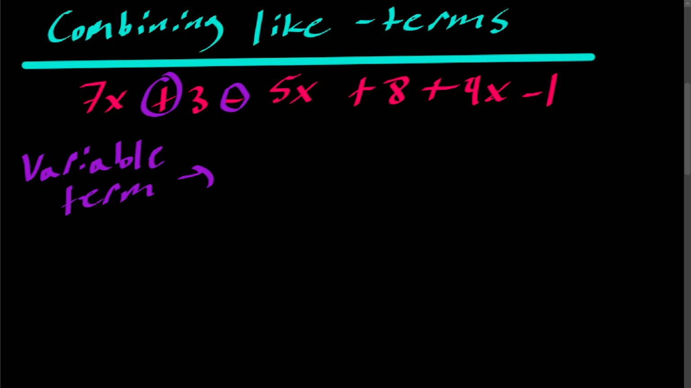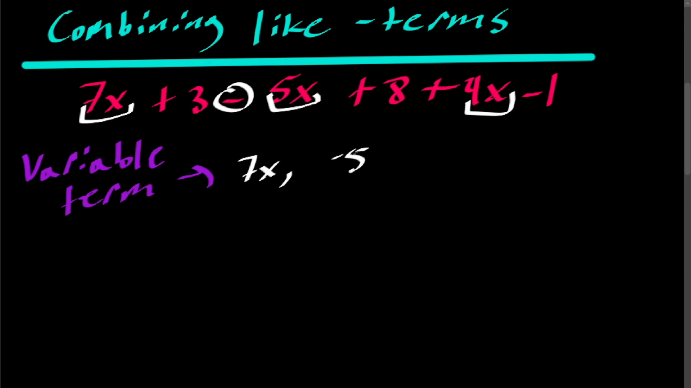Now let's back up a little bit and talk about a variable term. We've all probably heard of what a variable is. Essentially, a variable is just a letter, in basic terms. A variable term is just the letter and any number in front of that letter. So 7x is a variable term. 5x is a variable term, but notice the minus sign in front of 5x makes it negative. And 4x is also a variable term.